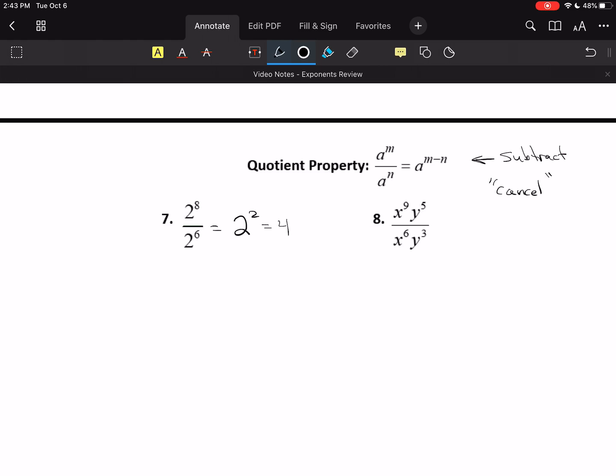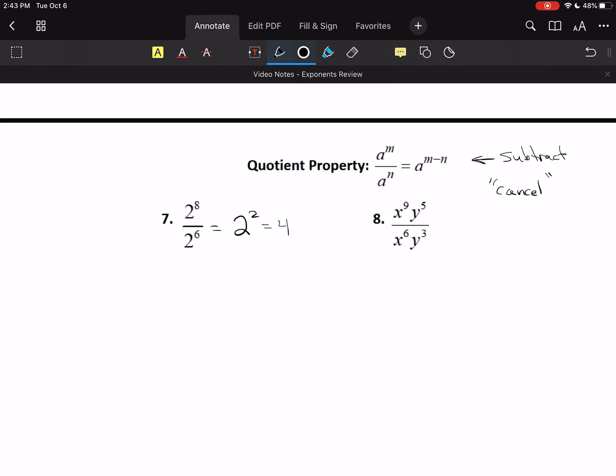And when I'm canceling things out, whatever has the bigger exponent. So if the bigger exponent's on the top, that means that when I cancel things out, whatever's left is going to be on the top. When I cancel things out and the bigger exponent's on the denominator, then when I cancel out, my base is going to be left in the denominator.